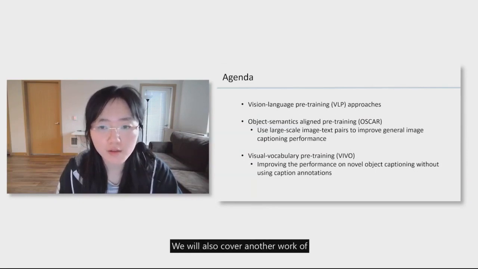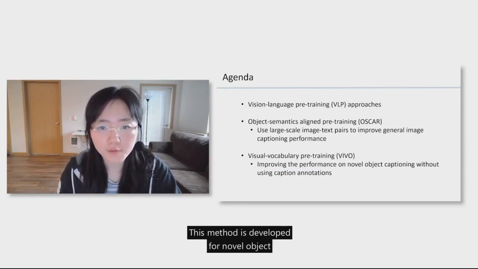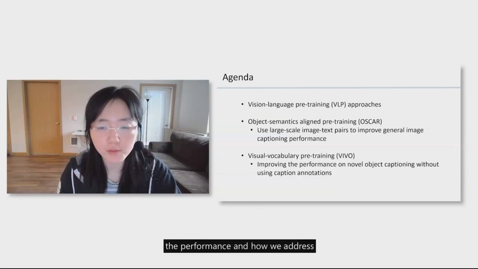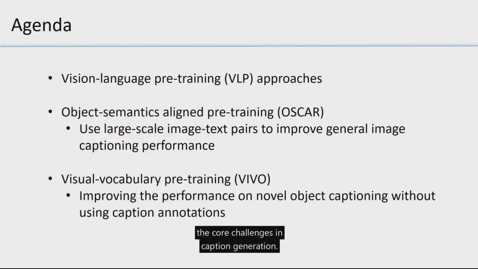We will also cover another work of visual vocabulary pretraining, which is short as VIVO. This method is developed for novel object captioning in the absence of caption annotations, and we will discuss the key principles to improve the performance and how we address the core challenges in caption generation.